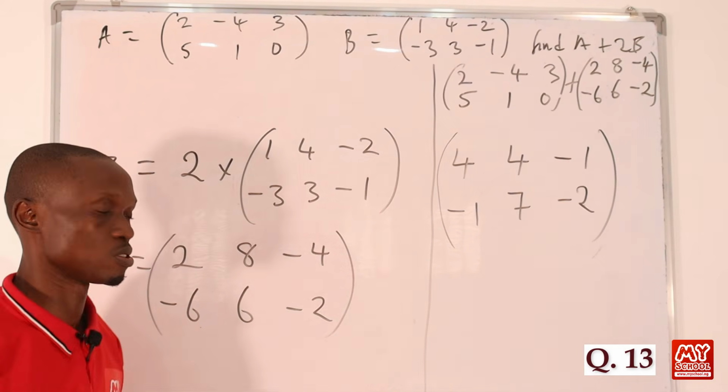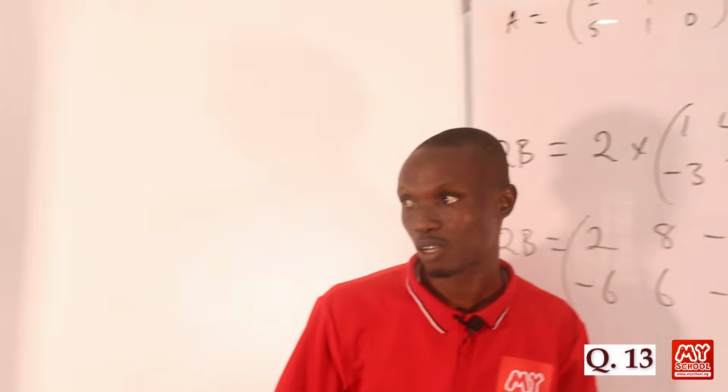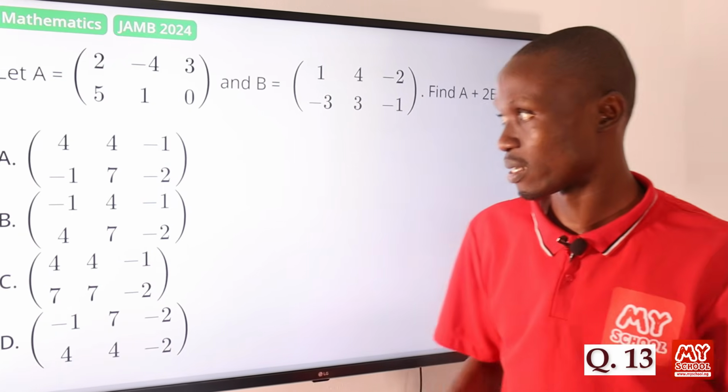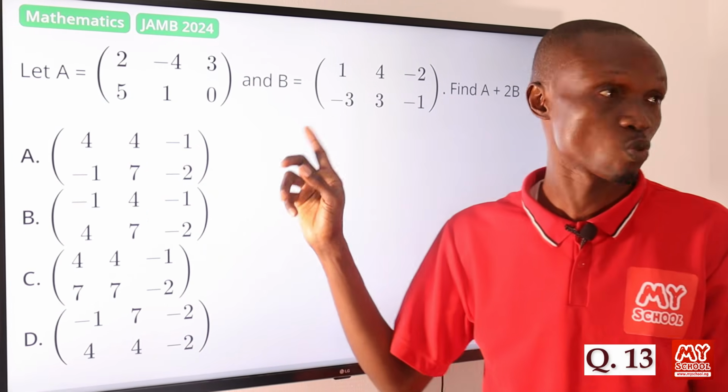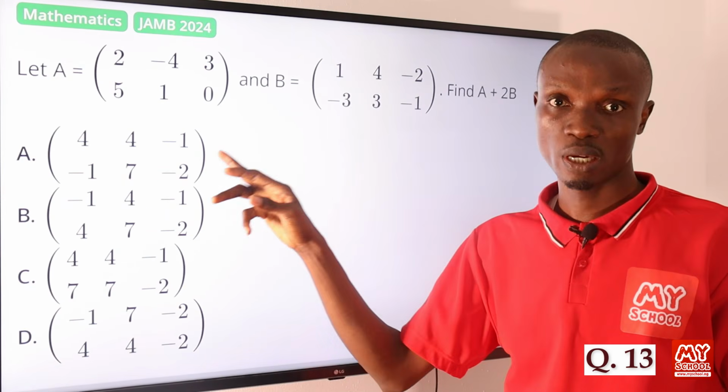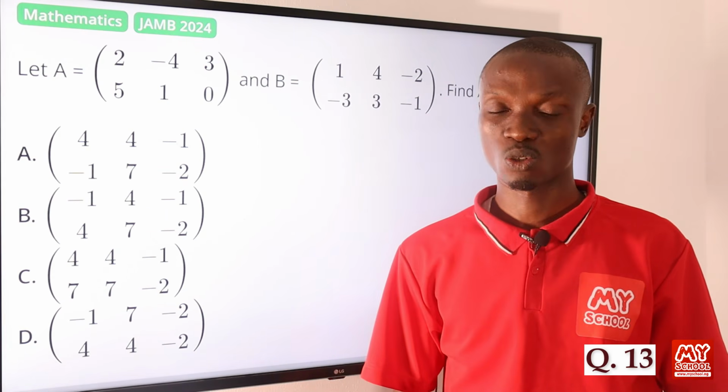So let's return to the screen to pick the correct answer to this question. Let's look at what we had. I think we have 4, 4, minus 1, then minus 1, 7, minus 2. So that makes option A the correct answer to this question.